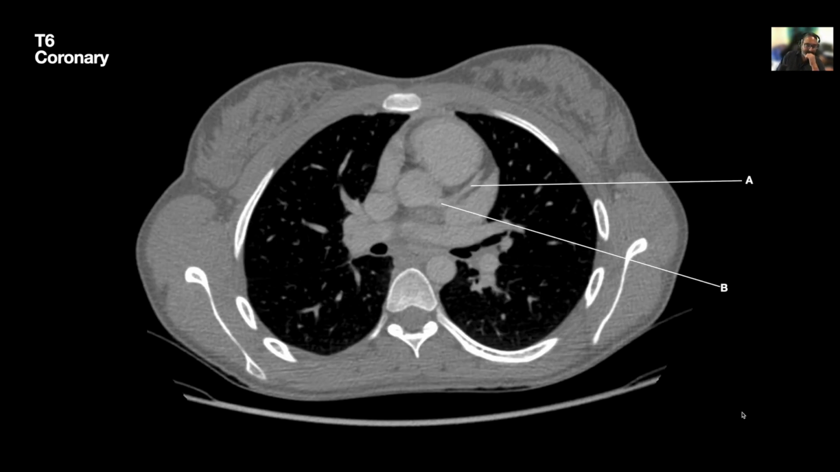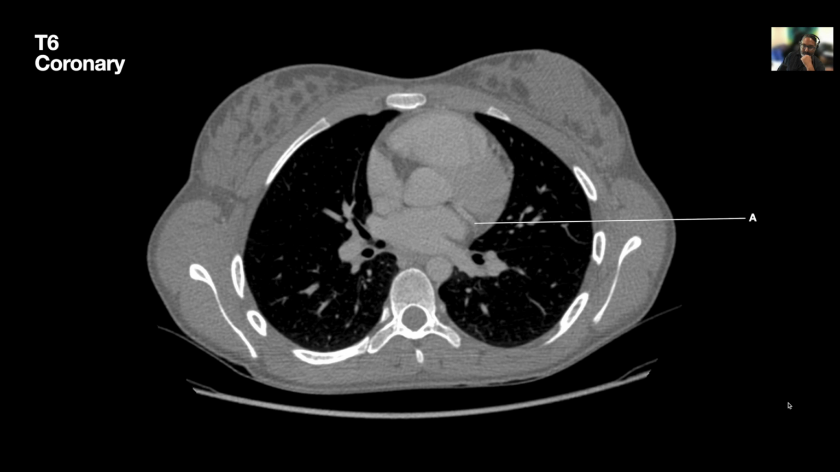Correct. All right, T6 level. I think it's the same level, but I just focused on a blood vessel. So A would be your left main artery becoming your left anterior descending. Correct. And B would be the LCA, left coronary artery. Yes, almost immediately. Absolutely.